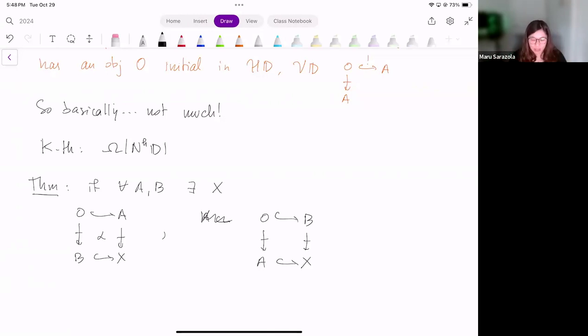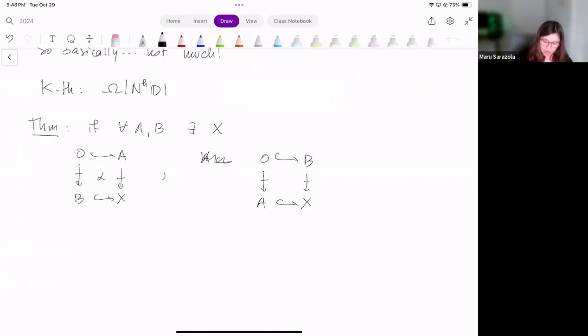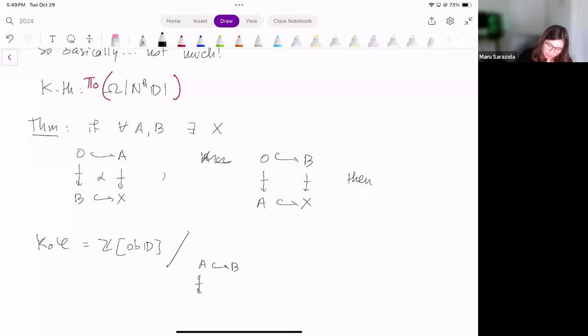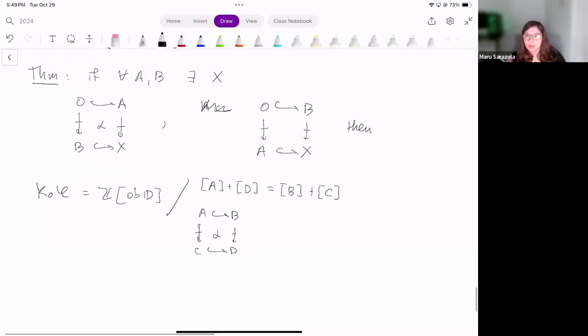That's what's trying to happen here. So if this condition happens, then the K0 of this, by which I mean the pi 0 of this space that I just defined, is going to be described precisely as the free abelian group on the objects of my double category, modded out by the relation that for any square A, B, C, D, the class of A plus the class of D is equal to the class of B plus the class of C. So if I have this condition, then the connected components of my space are recovering these four-term relations.